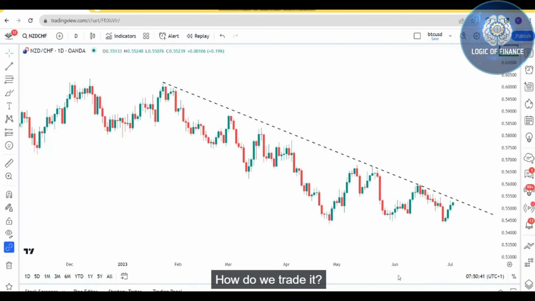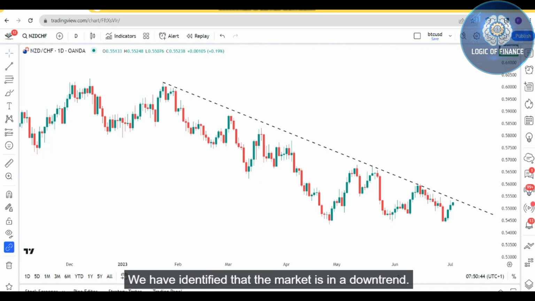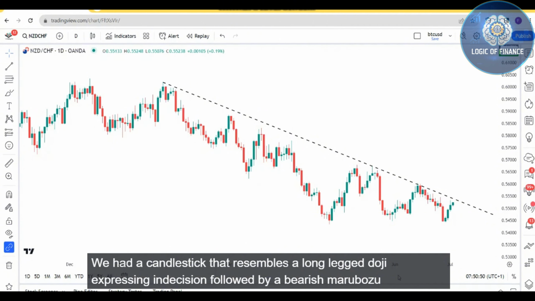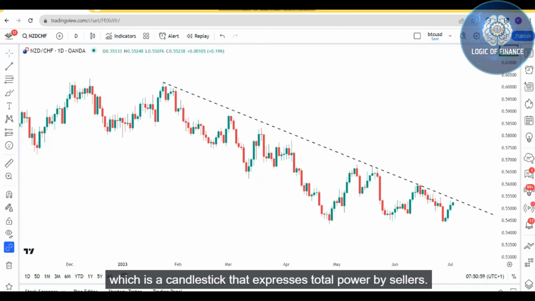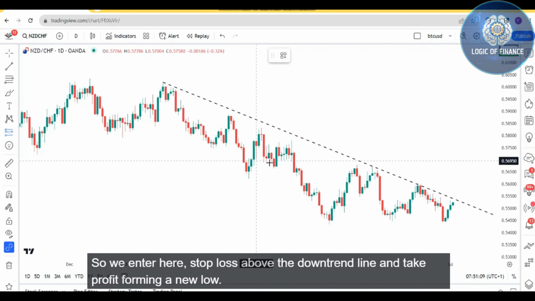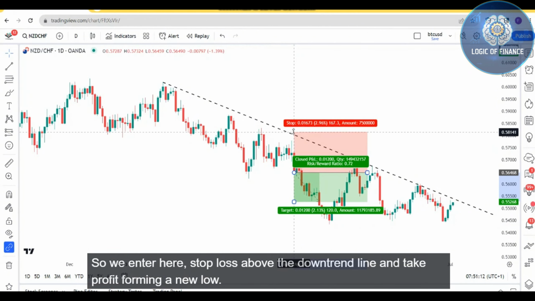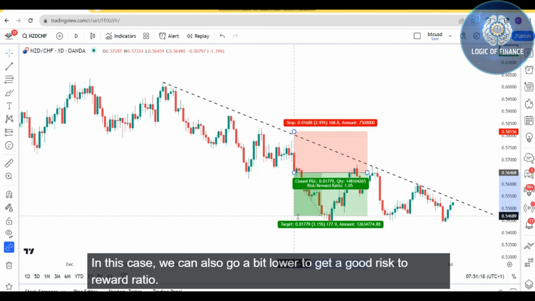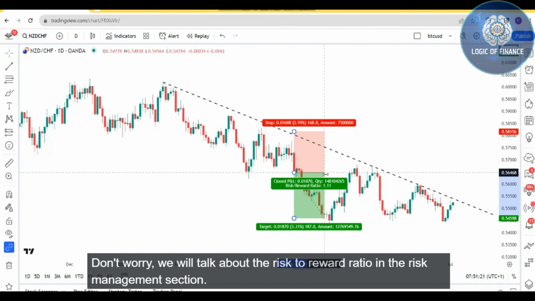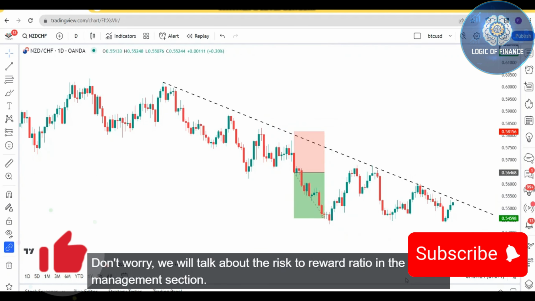How do we trade it? We have identified that the market is in a downtrend, the price just approached the downtrend line, we had a candlestick that resembles a long-legged doji expressing indecision, followed by a bearish Marubozu, which is a candlestick that expresses total power by sellers. Do we need anything else to open a short position here? I don't think so. So we enter here, stop loss above the downtrend line and take profit forming a new low. In this case, we can also go a bit lower to get a good risk to reward ratio. Don't worry, we will talk about the risk to reward ratio in the risk management section.